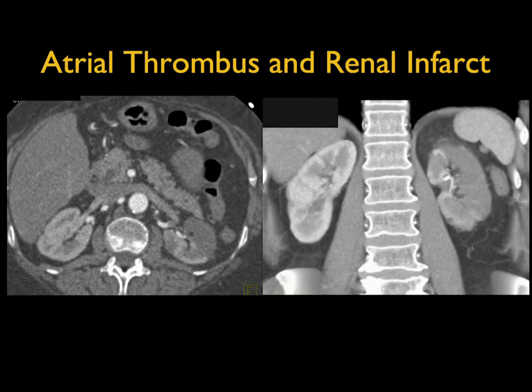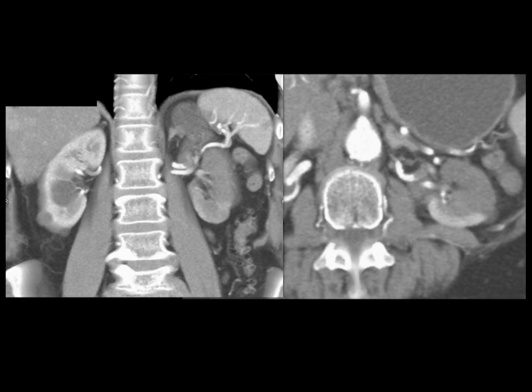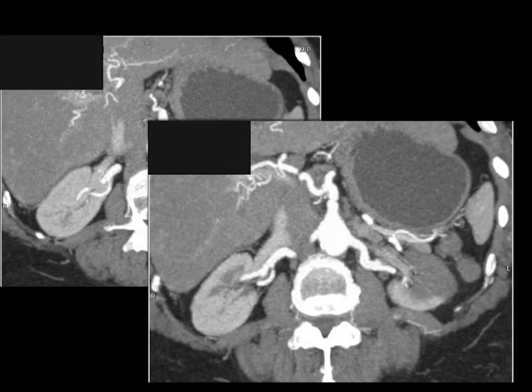Another example, atrial thrombus, and now has a large, nearly global renal infarction of the left kidney, and you can see that better here, where there's only minimal flow left, so it's not totally infarcted, but a good portion is, so that becomes very, very important. Or in this example, same thing where you see the infarction.